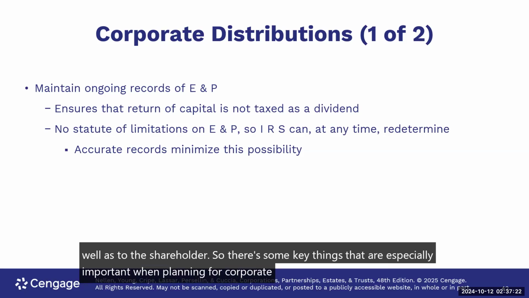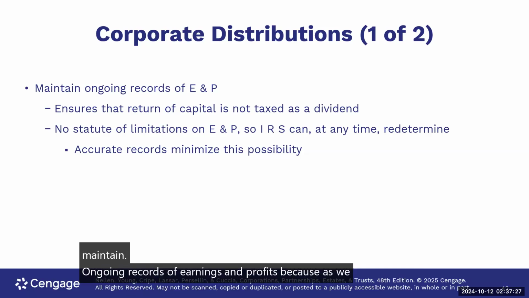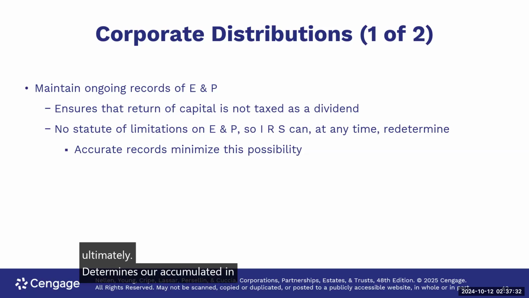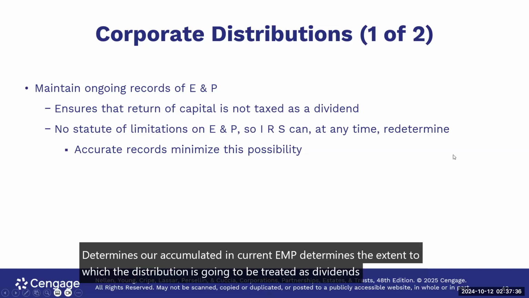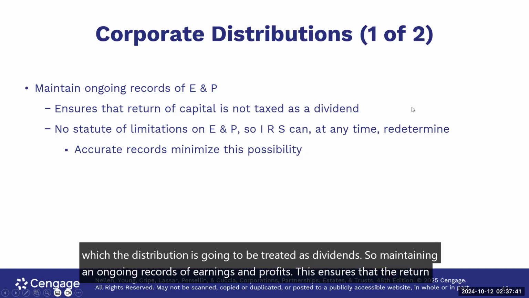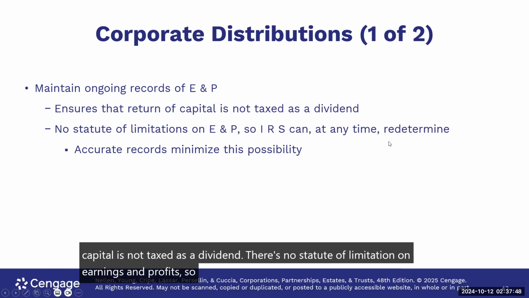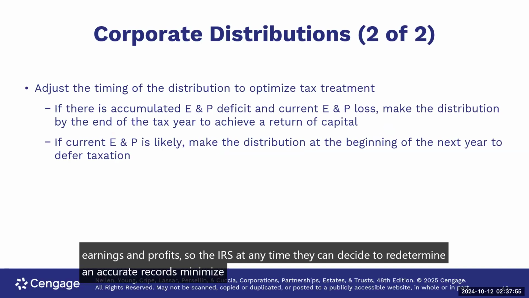They need to maintain ongoing records of earnings and profits, because as we learned, it ultimately determines our accumulated and current E&P, and determines the extent to which the distribution is going to be treated as dividends. Maintaining ongoing records of earnings and profits ensures that the return of capital is not taxed as a dividend. There's no statute of limitations on earnings and profits, so the IRS can, at any time, decide to redetermine. Accurate records minimize this possibility.